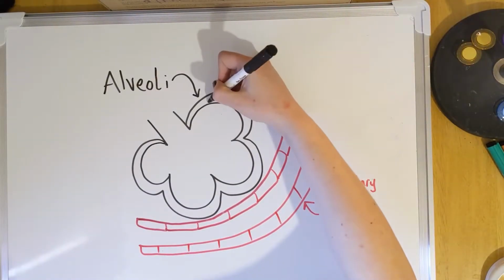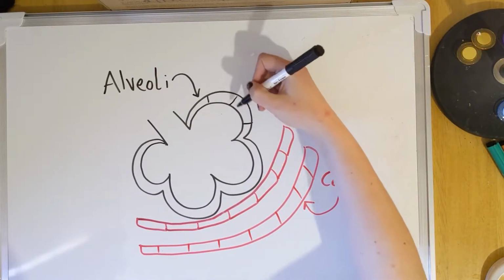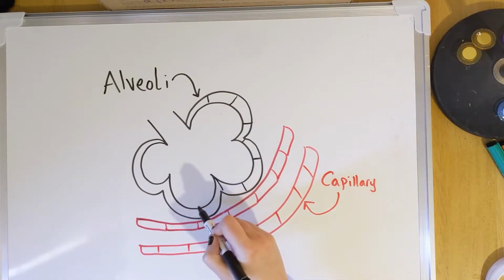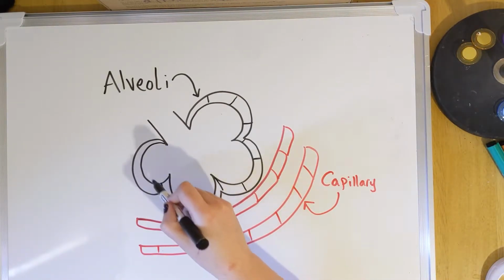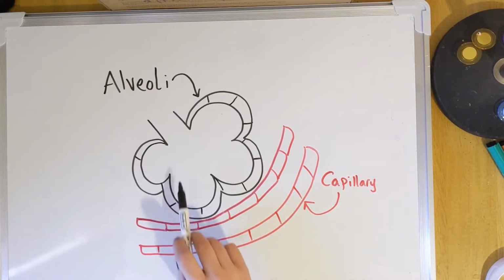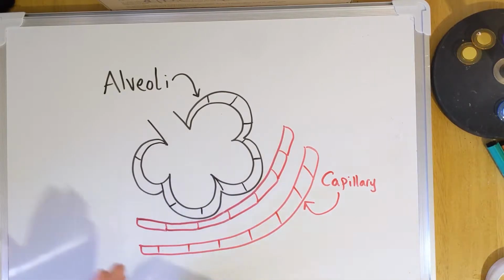So this structure here is the alveolus. Alveoli have lots of different adaptations, so structures that make them very, very good at their job. Now their job is to get as much oxygen into the blood and get as much carbon dioxide in from the blood for gas exchange.